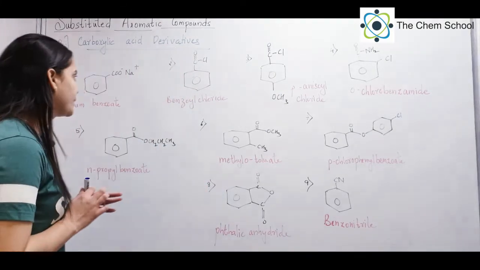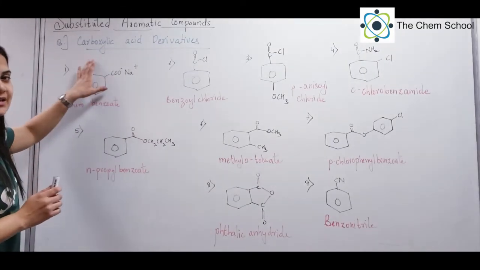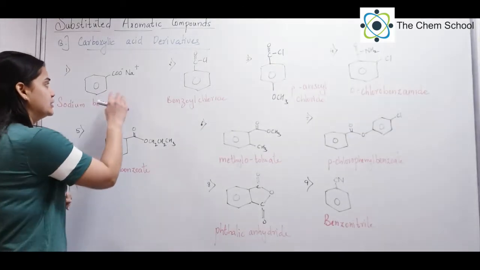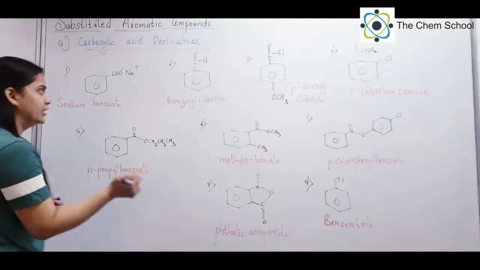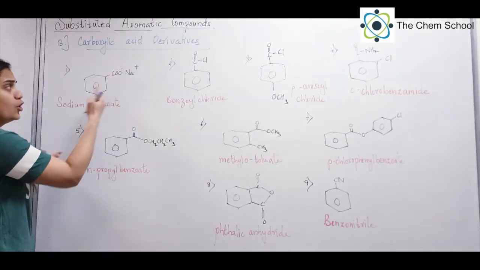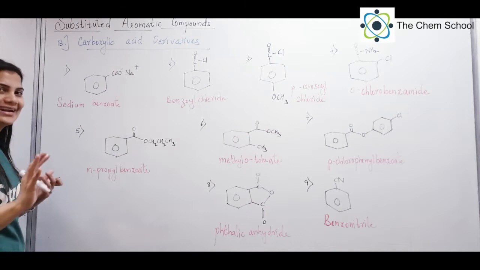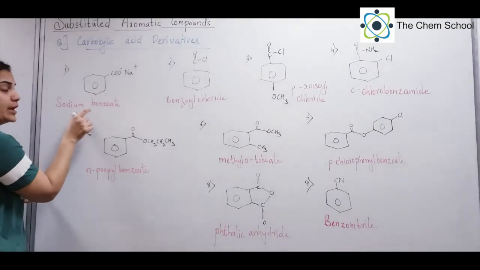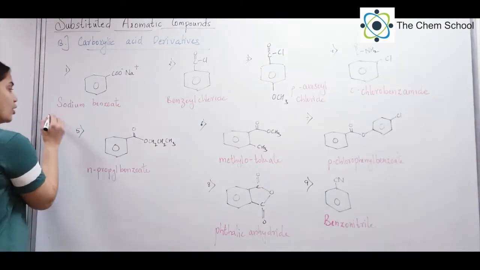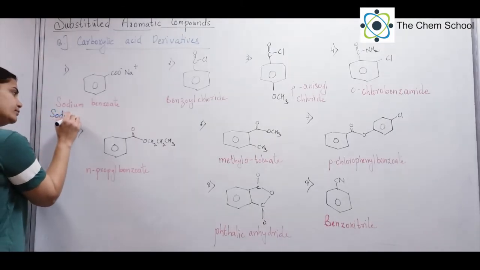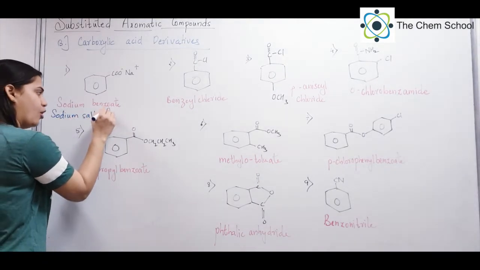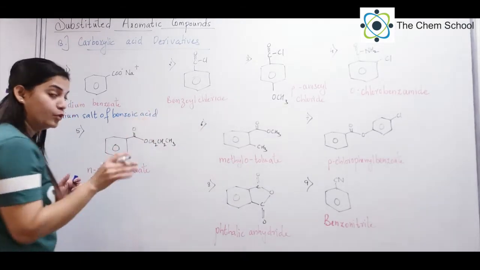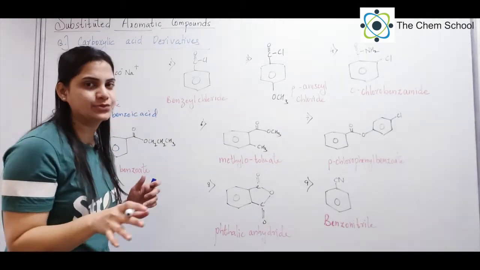So have a look. Now if you have this benzene with COOH and I just remove that H and replace it with a metal, so that becomes a salt, right? Here I have taken sodium, so that becomes the sodium salt of benzoic acid, or you can directly say it as sodium benzoate. You can say sodium benzoate, or you can also call it sodium salt of benzoic acid. Both are correct.